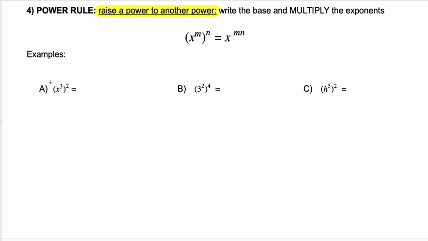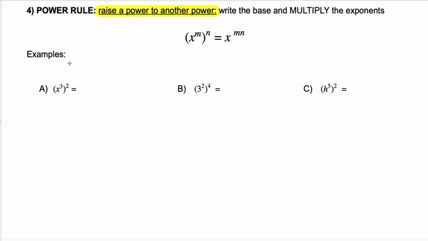So let's do this with an example that's not already done for us. We have parentheses x cubed, close parentheses, raised to the second power. In this problem, we only have one base. That means we're going to write the base, just like it says, write the base. We have information on the inside of the parentheses, and then we have an exponent on the outside of the parentheses. This is the power rule because we have a power, a 3, and also another power on the outside of it, the 2.